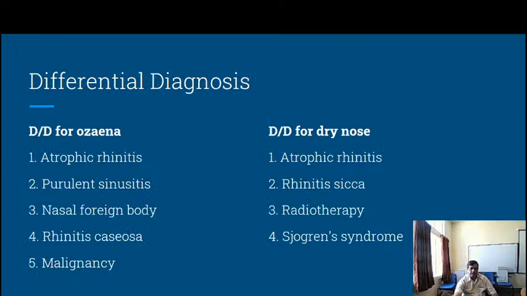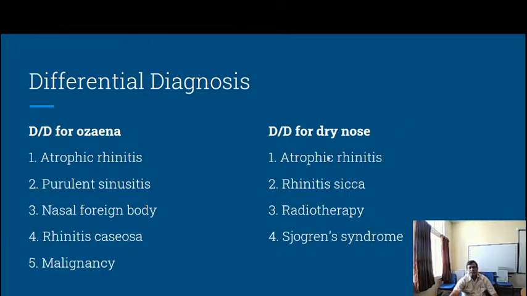Now, the differential diagnosis for bad smell: atrophic rhinitis, purulent sinusitis, and nasal foreign body. A foreign body also produces bad smell. Rhinitis caseosa, a condition where there is thick discharge, is otherwise called cholesteatoma of the nasal cavity. And of course, in malignancy, where there is a lot of dead tissue, it attracts bacterial infection, which in turn produces the bad smell.